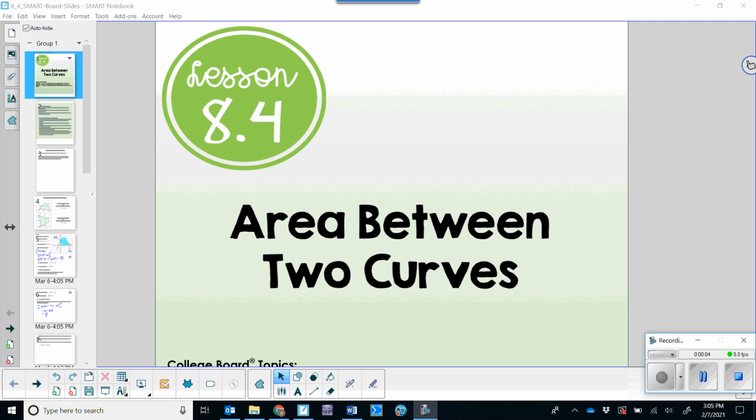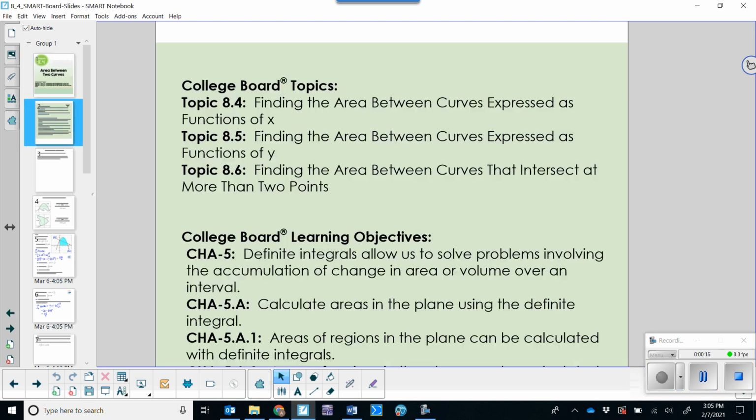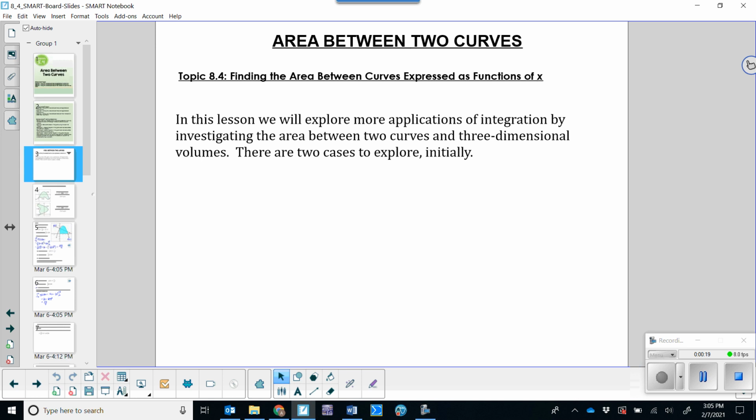Okay, for lesson 4 for unit 8, we're going to talk about the area between two curves. So it's just an extension of the ideas that we have about area. We're going to talk about how we would do that, which will hopefully help you not accidentally mess up when you're just trying to find area under a curve, because it's going to help you realize we have to find out if it goes underneath or not.